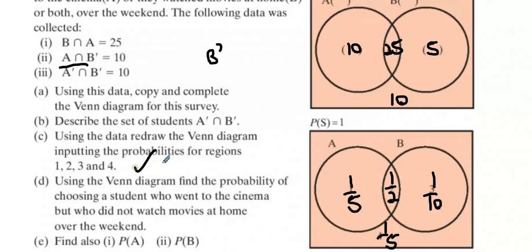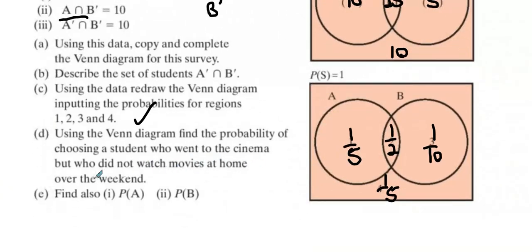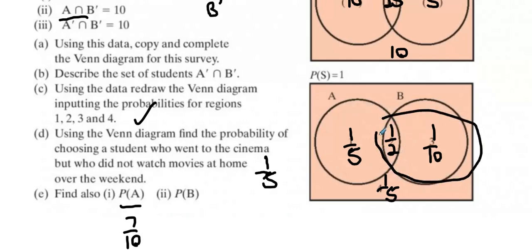Okay, that's not bad. Using the Venn diagram, find the probability that a student went to the cinema but did not watch movies at home. Cinema only is basically what that says. What's the probability? 1/5. What's the probability of A? 1/5 plus 1/2? 7 over 10, because it's both of them added together. Probability of B? 3 over 5 or 6/10. Okay.